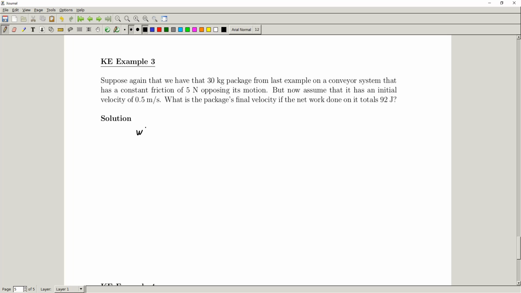Well, the work energy theorem tells us that if we know the net work done on this thing, then this is just going to be equal to the package's final kinetic energy minus the package's initial kinetic energy, right? And we know what its mass is. Well, okay, maybe I'll just write these over here. So we know that the mass is equal to 30 kilograms. We know that the initial velocity, we're told that the initial velocity is 0.5 meters per second.